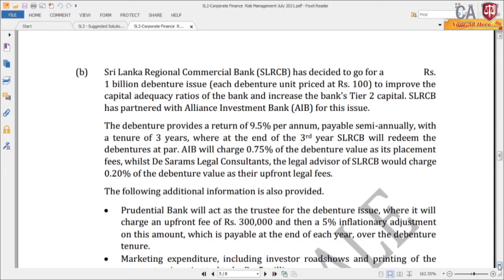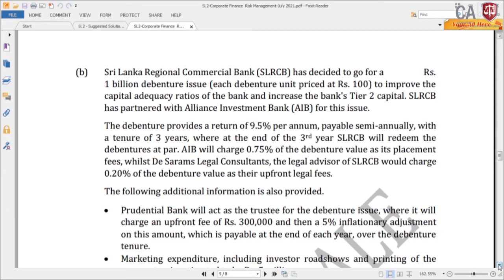Determine the net proceeds raised by the company in year 0 from the debenture issue and the cost of the issue as a percentage of debenture value. 3 marks. So simply the examiner wants how much is the amount of money you are going to raise from the debenture in year 0, or now.